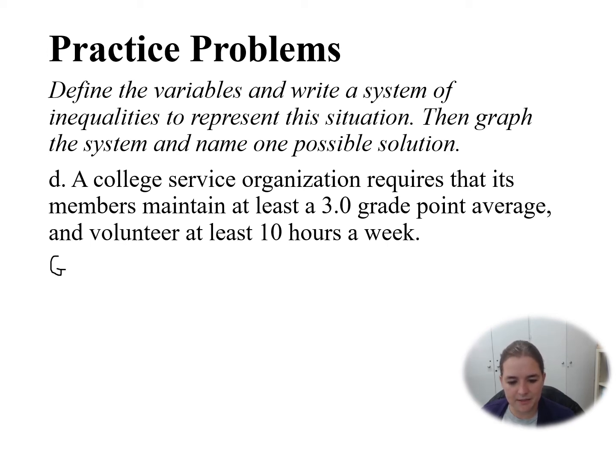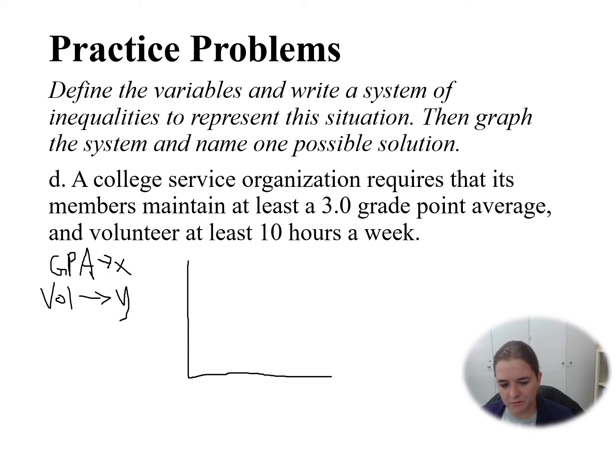I'm going to say my GPA is going to be X, just to make life easy. So GPA tells me about X and volunteering. Let's say volunteering is on my y-axis. Well, I know that they're not going to be negative. I can't have a negative grade point average. I can't volunteer a negative number of hours per week. So I only need to worry about my first quadrant here.